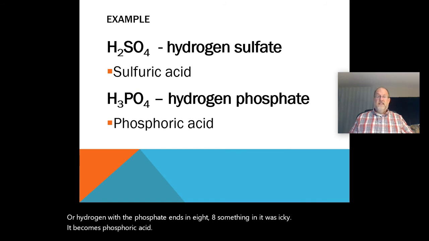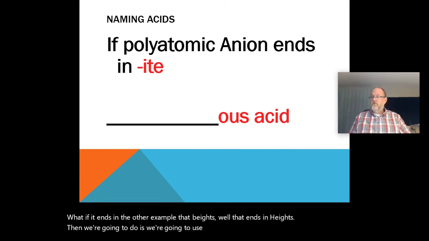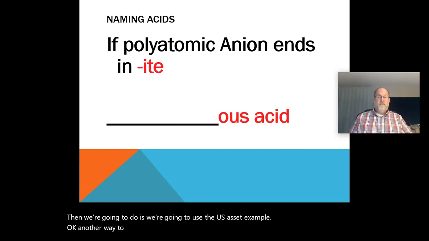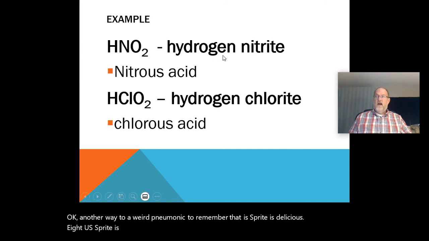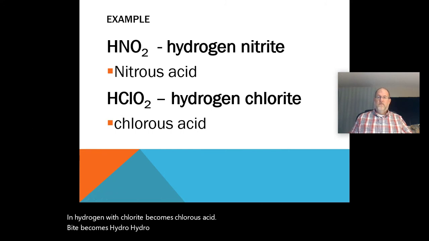What if it ends in the other example, ite? Well, if it ends in ite, then we're going to use the ous acid. Another weird mnemonic to remember for that is Sprite is delicious. Ite, ous. Sprite is delicious. So you have hydrogen with nitrite becomes nitrous acid, and hydrogen with chlorite becomes chlorous acid. Ite becomes ous. No hydro. Hydro is only used for binaries.